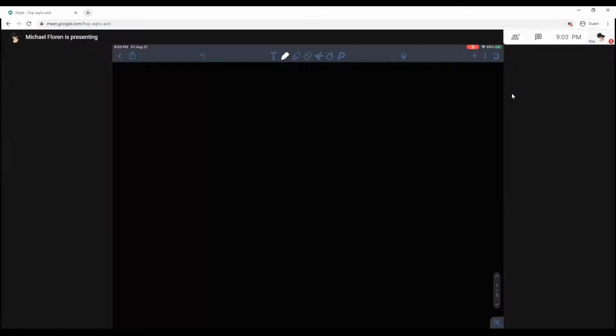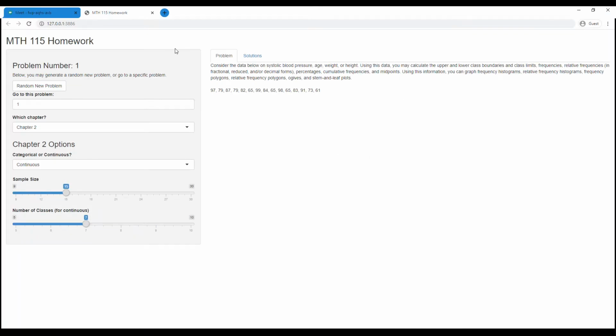Now I already ran this, so mine's going to go pretty quick. If you haven't already run that, it might take a little bit more time for yours to run, and that's okay. So I went ahead and pulled up the homework app. This is what I've got. So for chapter 2, which is the chapter that I'm in right now, I got categorical or continuous. I'm going to start with a continuous example, then I'll move to a categorical example.